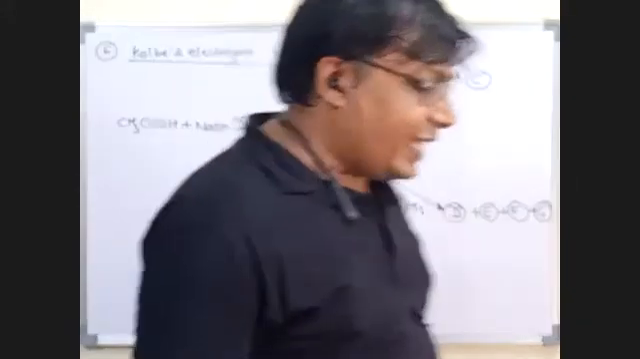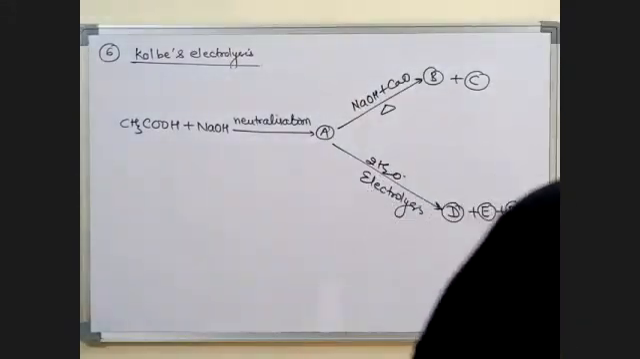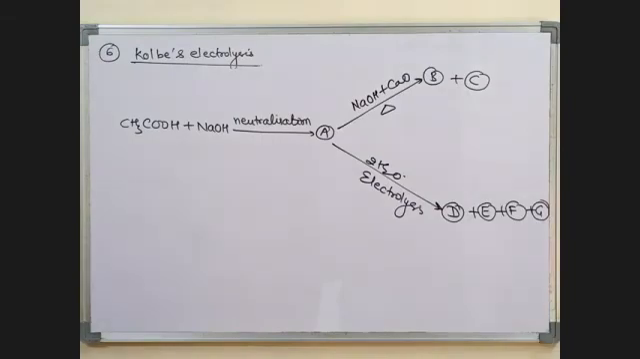Acetic acid plus NaOH will give you A. A reacts with soda lime. You know what is the role of soda lime? The role of soda lime is removal of Na2CO3.